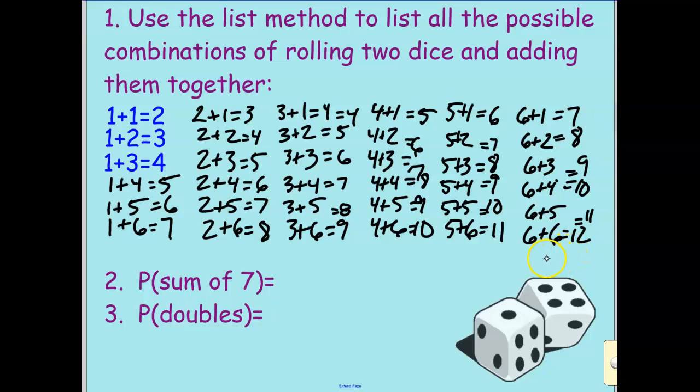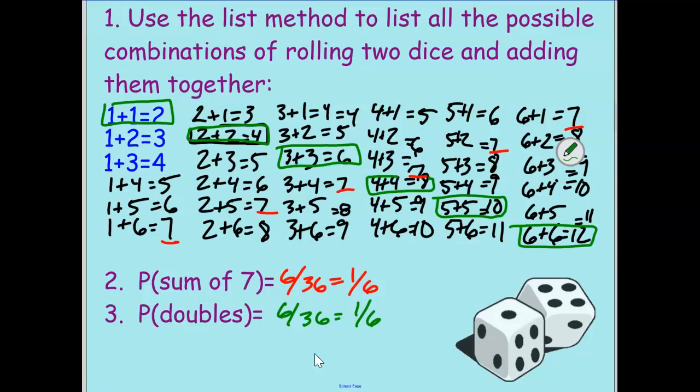Okay, so now go ahead and hit pause, and I want you to find the probability of getting the sum of 7. That means any one that has an answer of 7, and probability of doubles. Doubles are like rolling 2 1s and 2 2s, etc. So hit pause, figure that out, and then check your answer against mine.